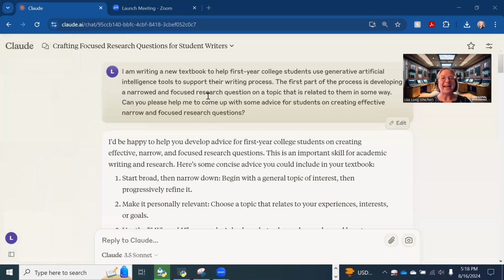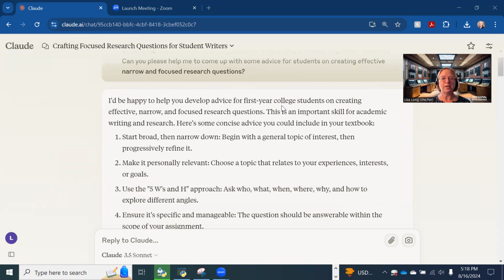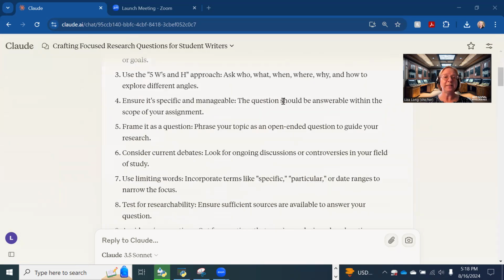As you can see, I asked Claude to help me develop some content for crafting focused research questions for student writers. In this case, I've given Claude a very clear role. I've let Claude know what I'm doing, that I'm writing a first year textbook for writing students, and that I would like them to develop a narrow and focused research question. Initially, Claude chats with me and gives me some good advice.